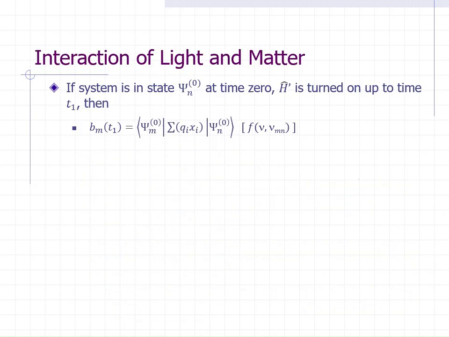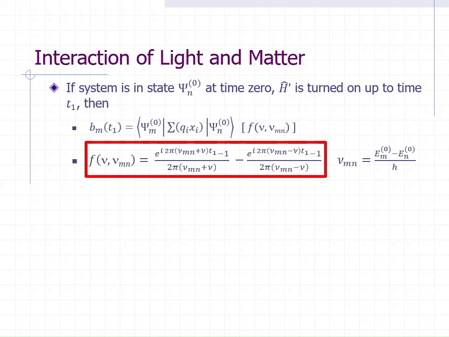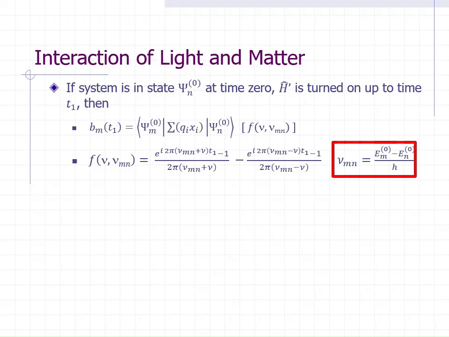Let's take a closer look at another factor affecting transition probability, the function shown here as f, which depends on the frequency of the EM wave and the energy difference between the states. This is the complete expression for f. In this expression, nu sub m,n is equal to the difference between the energy of the final and initial states, divided by Planck's constant.